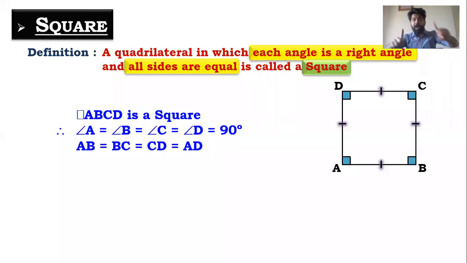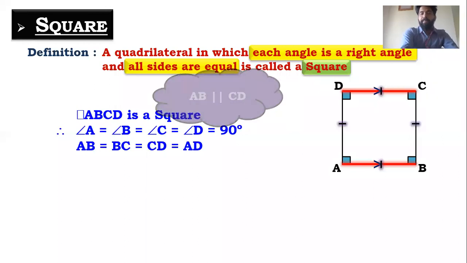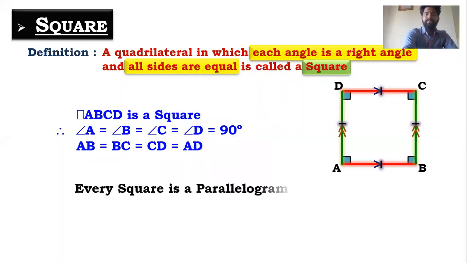Perfect. So now does everyone agree with him? 100%. Yes. Perfect. Adjacent angles are supplementary. सारे angles 90 हैं तो adjacent supplementary. Perfect. Very good. So in a square. Thank you, sir. Yes. Welcome, beta. Perfect. Opposite sides are parallel in this as well. So this is also a parallelogram. So every square is a parallelogram.